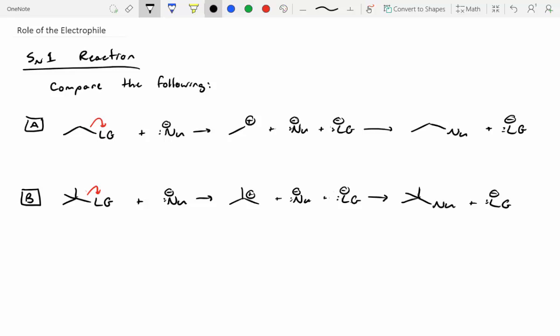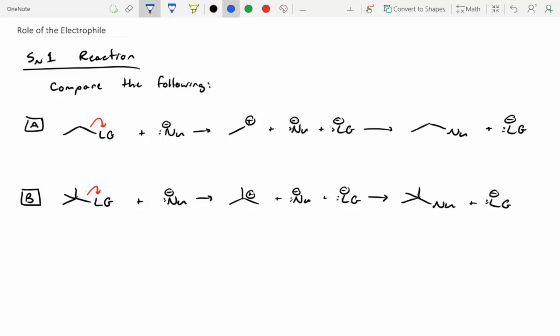All right, do we have agreement on which one's going to be fastest? Or more likely, I should say? B? Does anybody want to explain why they think B is going to be the more likely reaction? What do you think, Andy? Because when the leaving group comes off, it'll make a tertiary carbocation as opposed to a primary one.